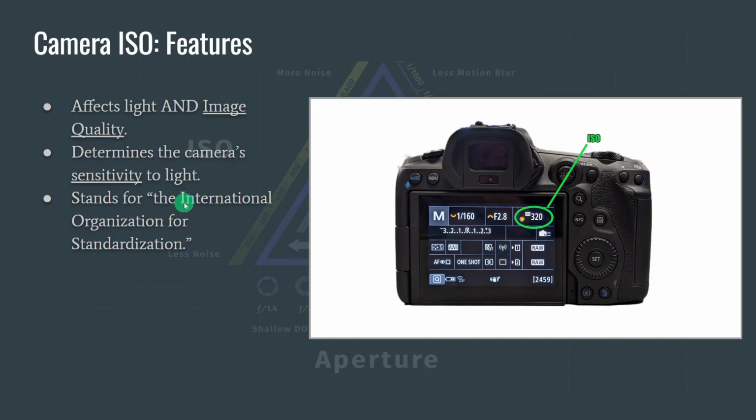The name comes from the International Organization of Standardization. This is an international company or organization that sets all units of measurement. So it's not just referring to photography, but anything that you use to measure, rulers, measuring cups for food, anything that is measured or calibrated needs to be globally the same.